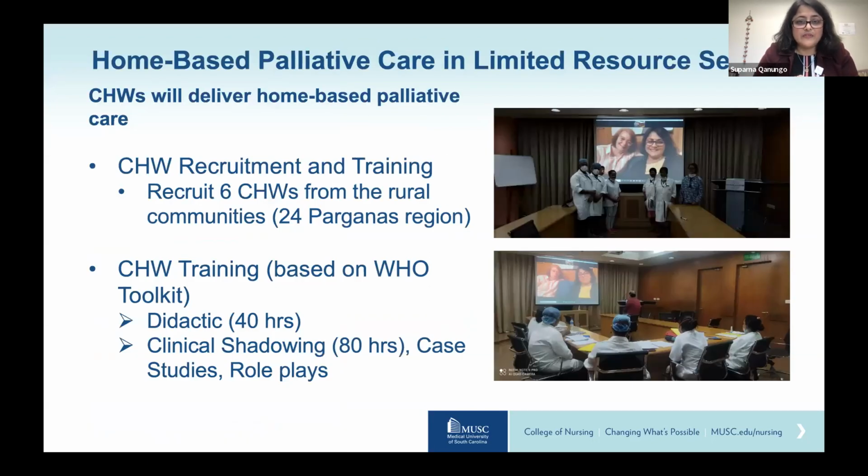So the very first thing that we did in order to deliver the home-based palliative care facilitated by our community health workers, we had to recruit our community health workers and train them. Our community health workers, as you heard from Dr. Campo's speech, are embedded in the community and are members of the community. So that's how we recruited some of our 6 community health workers.